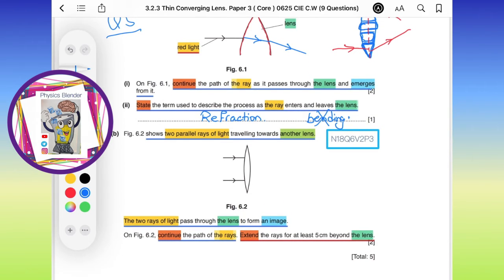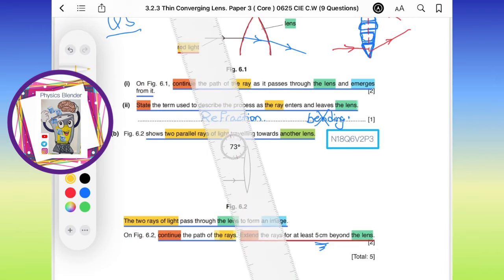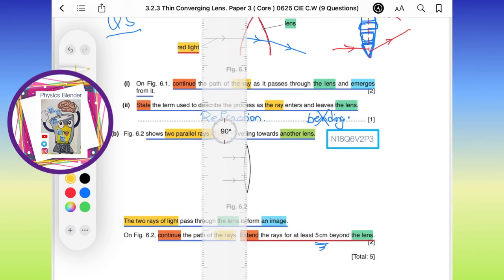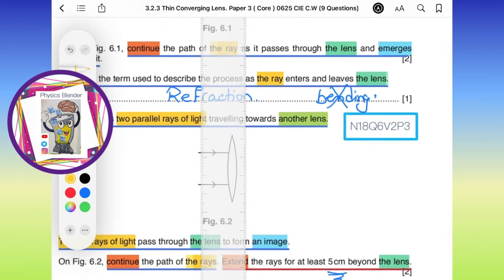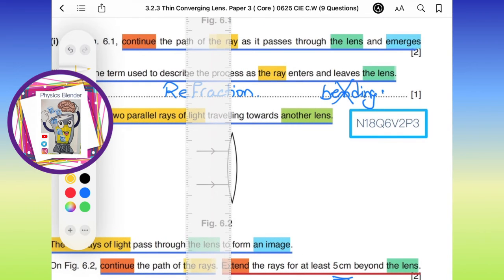Part B is showing two parallel rays traveling towards another lens. Now you have to continue the path of these rays till they intersect, or you can extend them at least 5 centimeters, because we would like them to intersect. First of all, I would like you to draw the midline so refraction will be clear. So here you have to draw the midline so the rays will be refracted at this line.